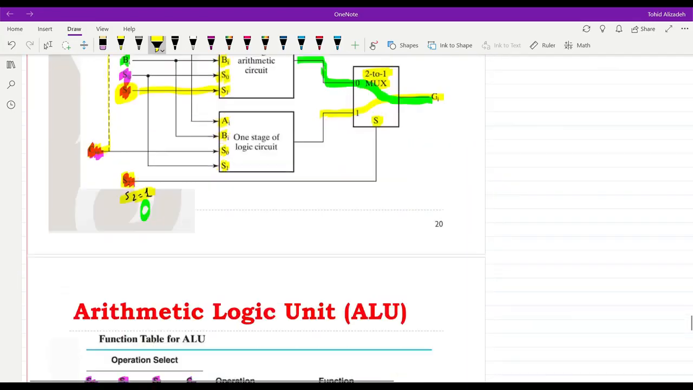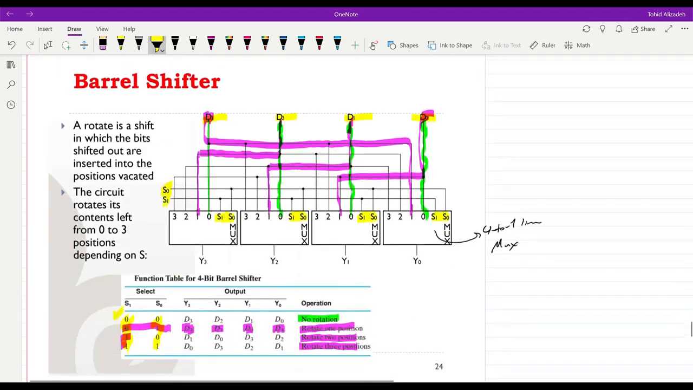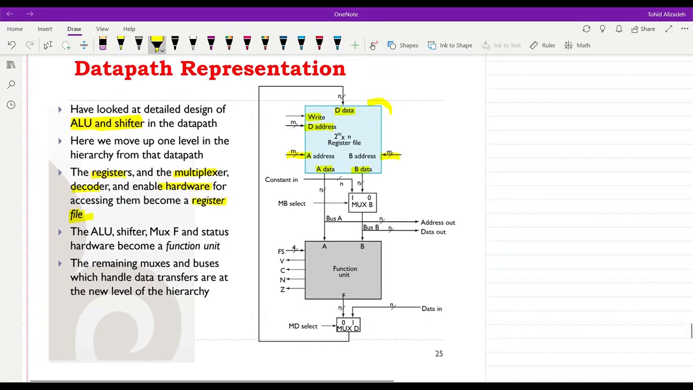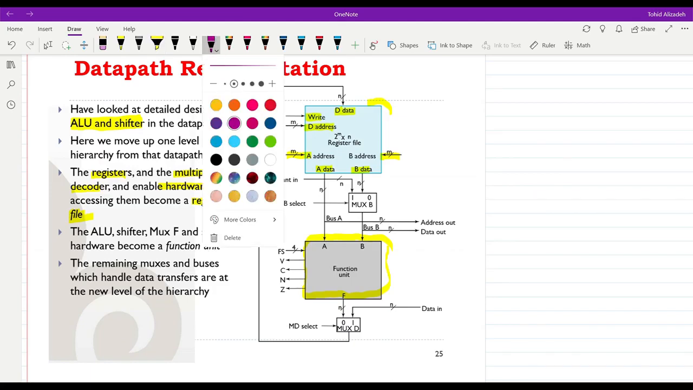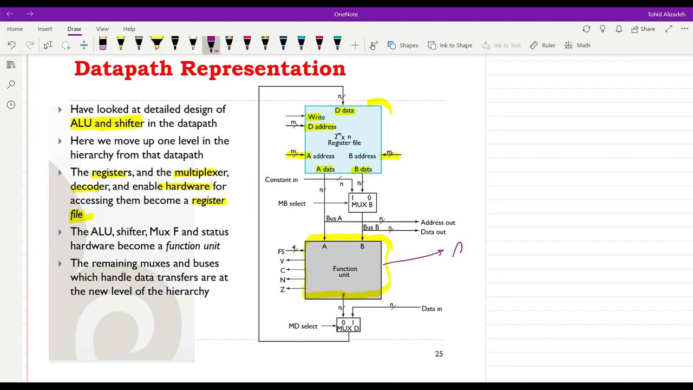And then for the ALU plus shifter, now we show it as a function unit. So this function unit contains ALU plus shifter, and if you remember, we also had the multiplexer in order to choose among these two, and we have some combinational circuit for generating the status bits.